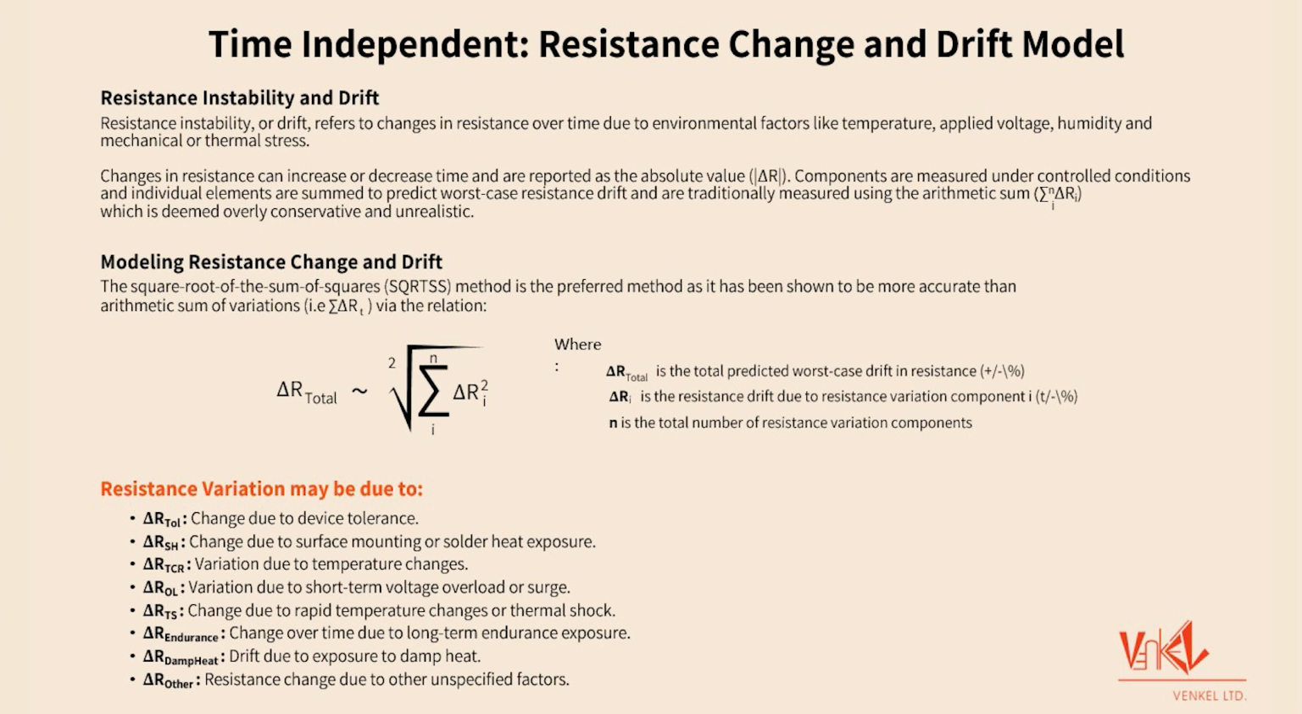Key contributors to resistance variation include factors such as short-term voltage surges, temperature fluctuations, mechanical stresses, and prolonged environmental exposure like damp heat. By understanding these components and adopting the SQRTSS model, engineers can design more reliable systems while avoiding excessive margins that inflate cost or complexity. Employing advanced drift modeling techniques like SQRTSS helps ensure precise resistance predictions, balancing performance reliability with realistic expectations. This approach enables better planning and efficiency in high-precision applications.